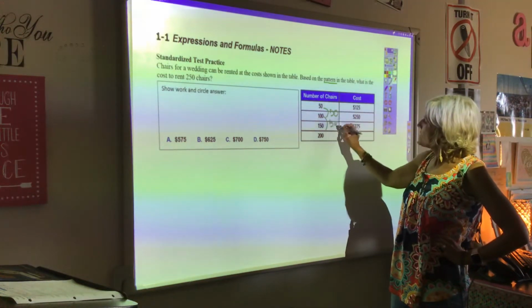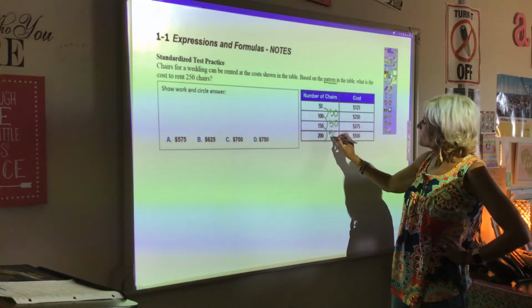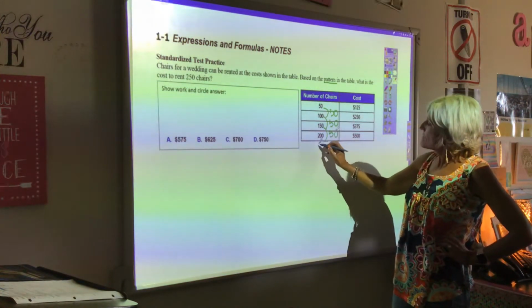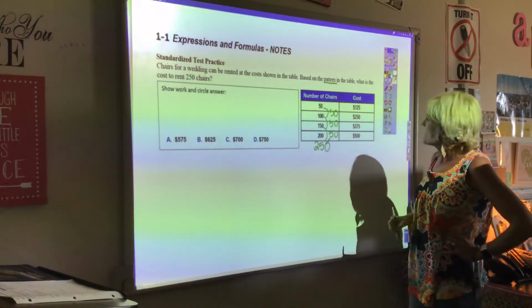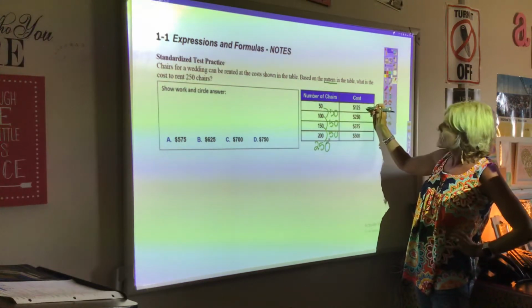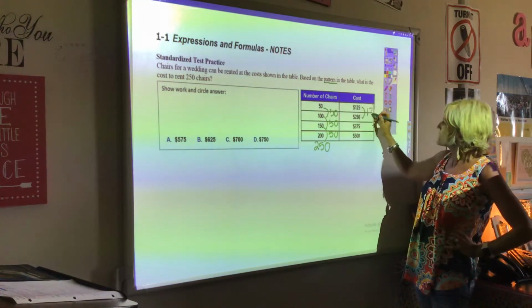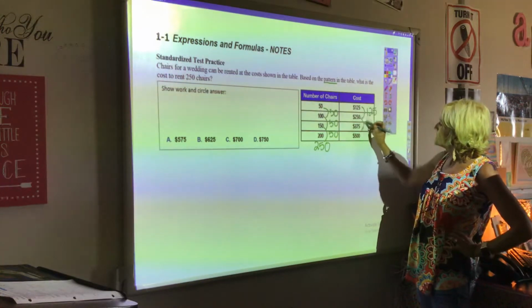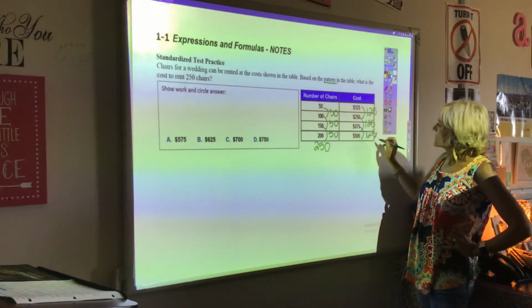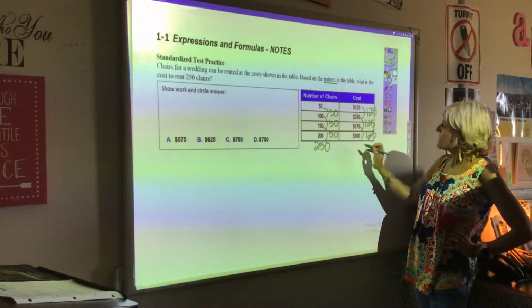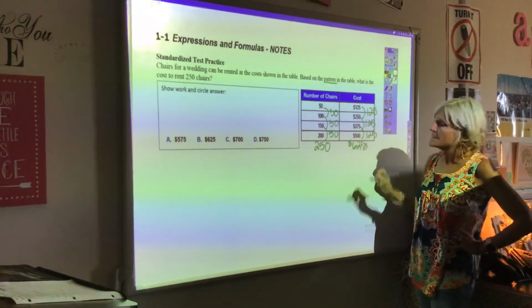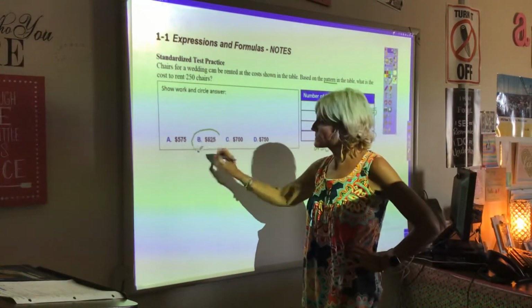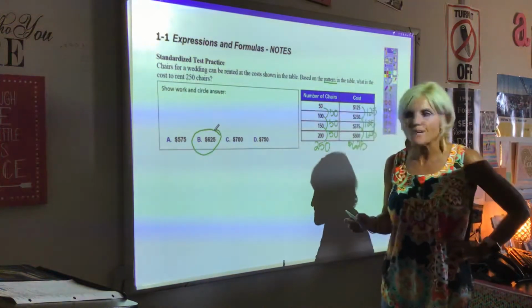We can check it as we go. So that means our next amount of chairs will be what we want, 250. And we go over and look at the cost, and we can see that the cost is increasing by $125 each time. So if we want to add another 125 to 500, we will find out that the cost for renting 250 chairs is $625. Okay, just make sure you circle 625.